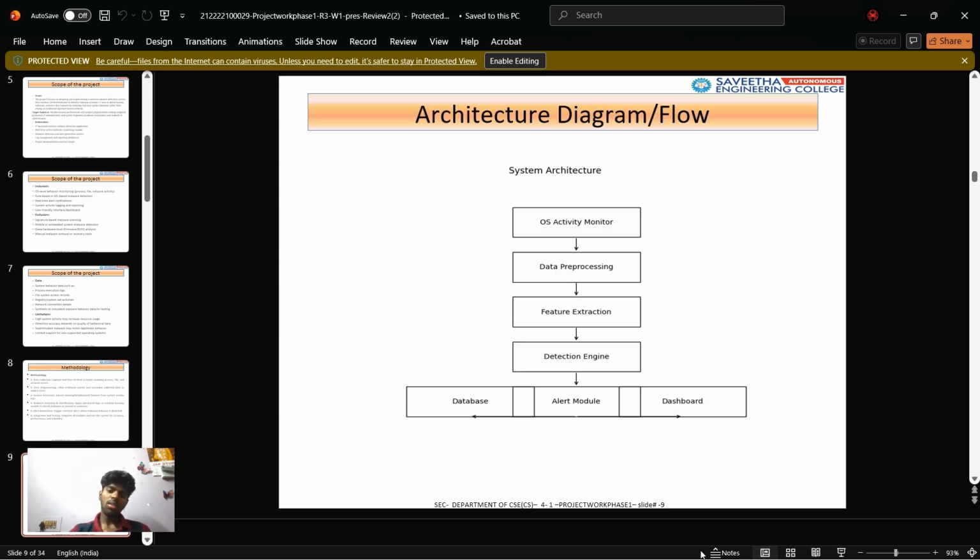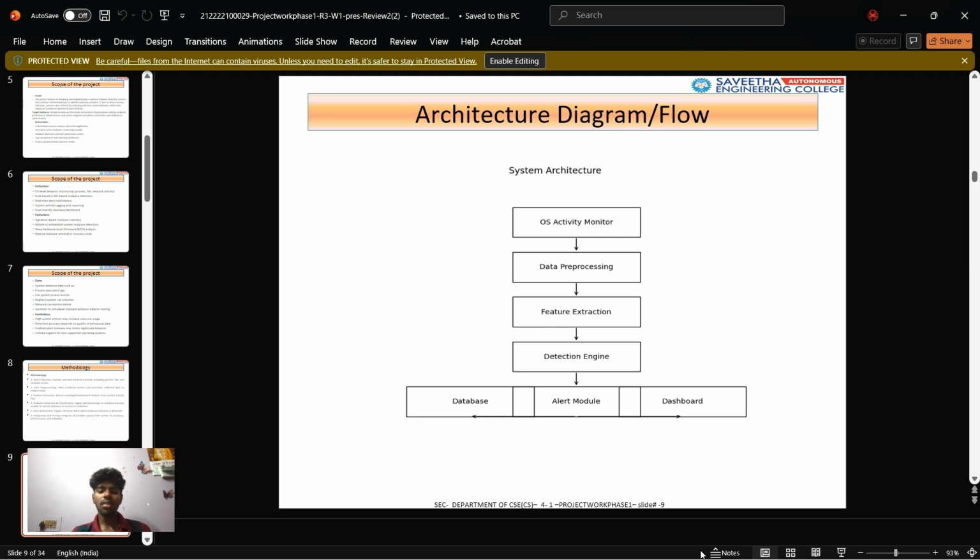So this is how the architecture diagram looks for our project. First, it will monitor the OS activity. Then it will take the data into the pipeline. Then feature extraction will happen to polish the data and send it to the detection part.